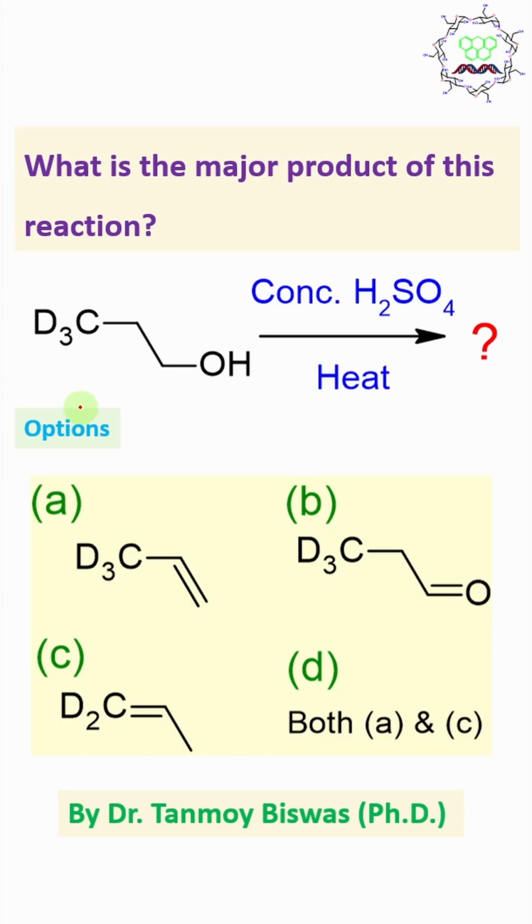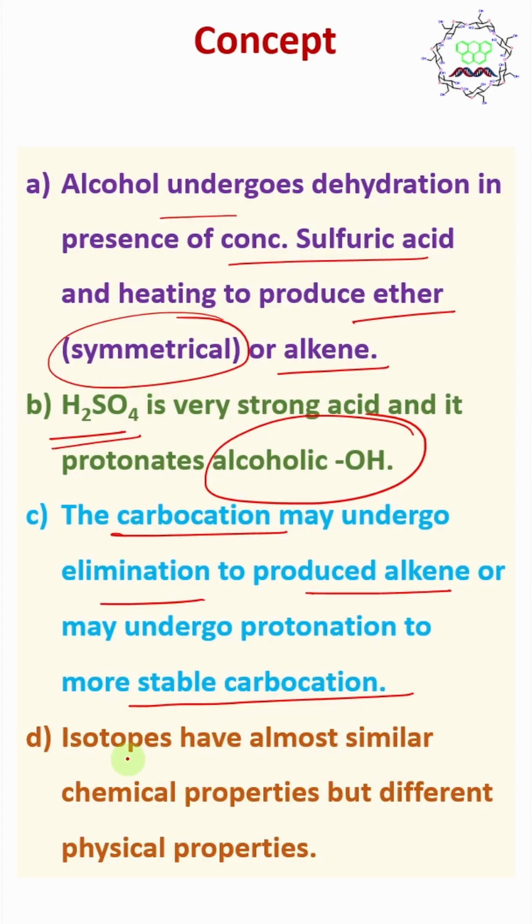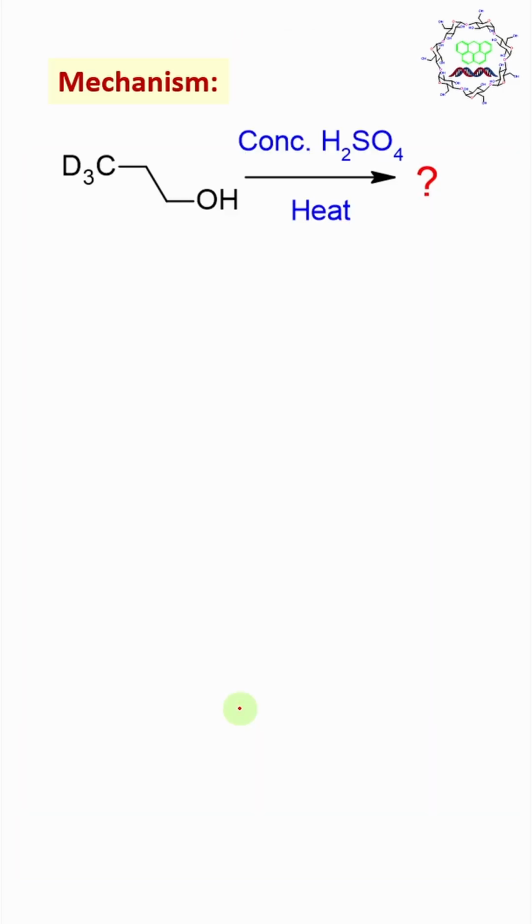And here we are talking about deuterium, which is an isotope of hydrogen. Isotopes have almost similar chemical properties but different physical properties, because they have different mass, different neutron number. Now with this knowledge, let's go to the next part.